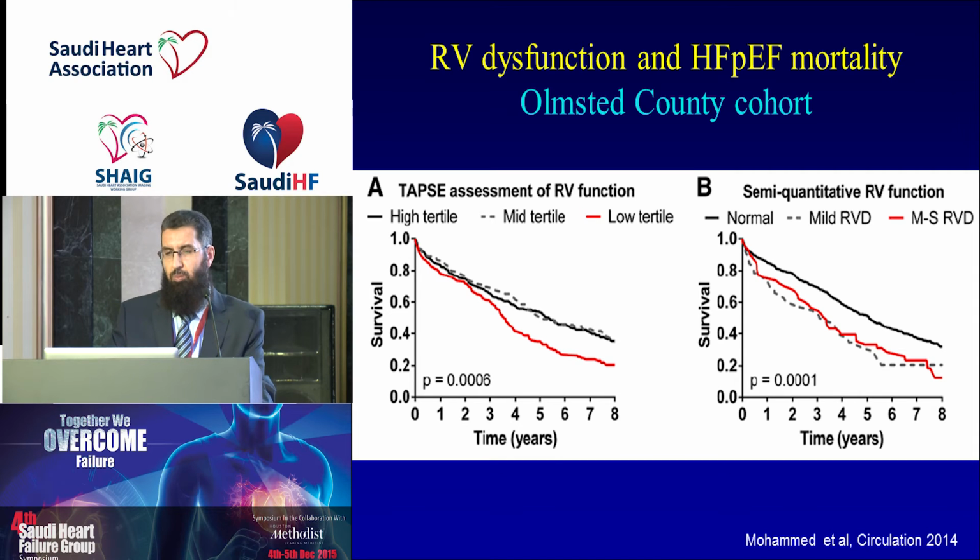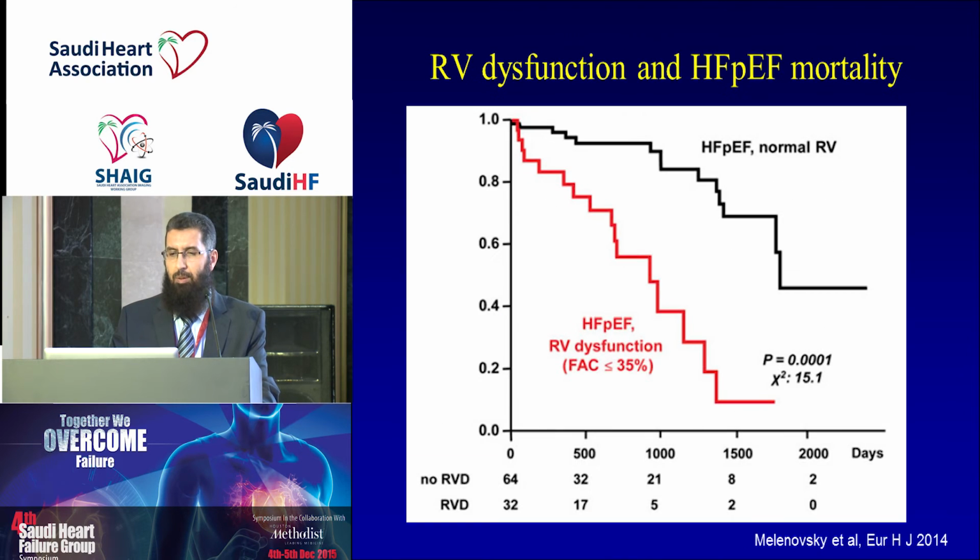Again, this is from the Olmsted County group at Mayo Clinic. They looked at both TAPSE and the semi-quantitative visual assessment, which is the most crude way of assessing the RV. In both, you can see that people in the lower tertile of TAPSE, or people with even mild or mild-to-moderate RV dysfunction, have worse outcomes. This was in HFpEF as well.